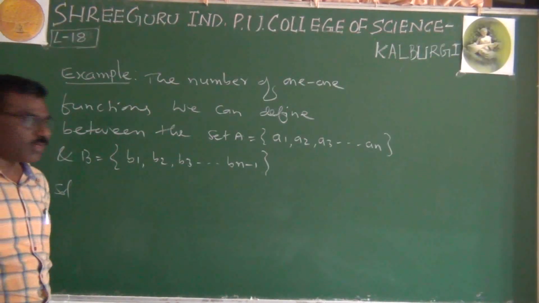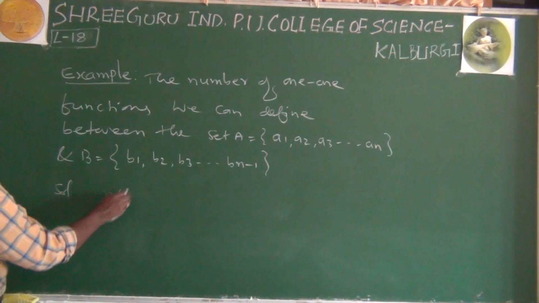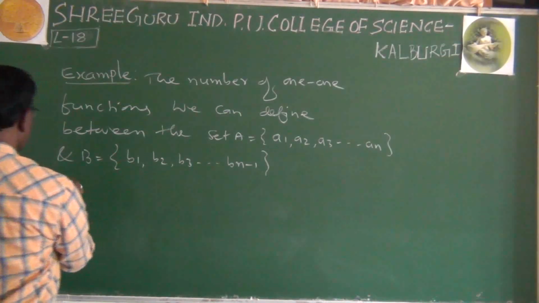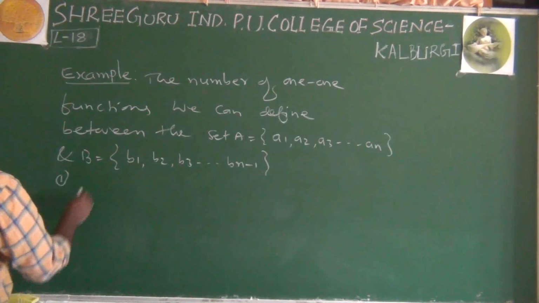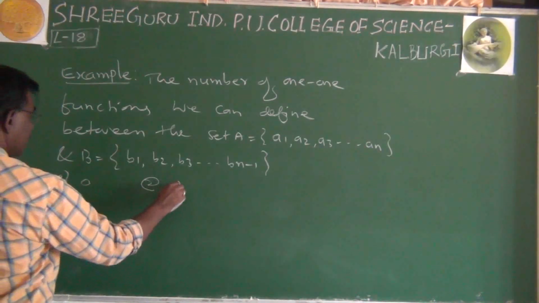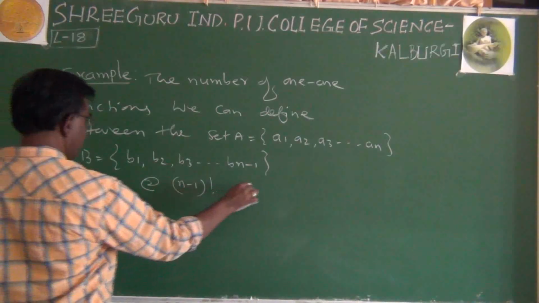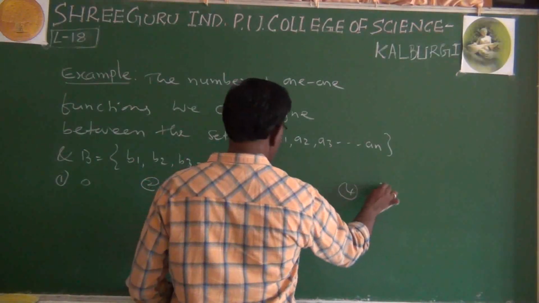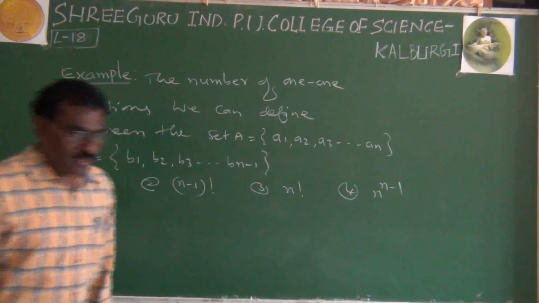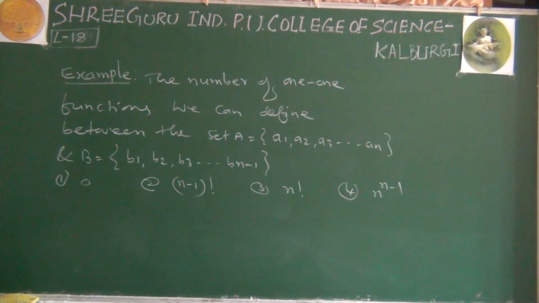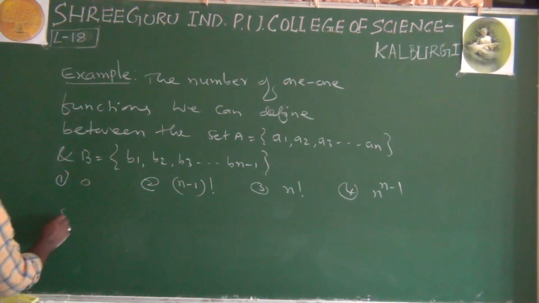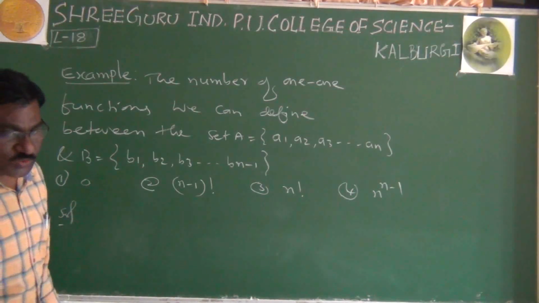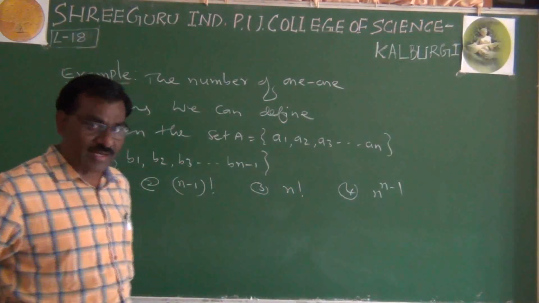He is asking A to B. What is n of A? Now the options I am giving. First option 0. Second option (n minus 1) factorial. Third option n factorial. Fourth option n raised to n minus 1. Now time, 30 seconds. I'll give the time. Please tell me the answer, students. I'll see how many students are solving and get the correct answer.